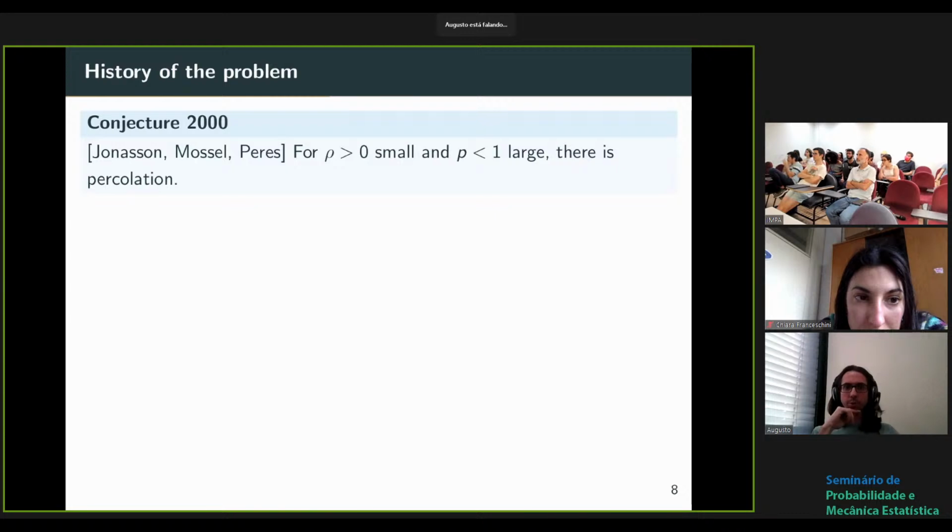So this is the first time the model appeared in the literature. It was in a paper by Jonasson, Mossel and Peres. They introduced other models with what they call axis-aligned defects, so defects that are aligned with the axis. They proved that those models have a phase transition, but this one they didn't manage to prove, so they conjectured that if you take rho very small, so you have very few defects, and p very close to 1, so you keep most of your edges, then you have percolation.